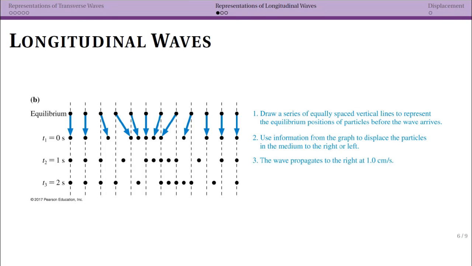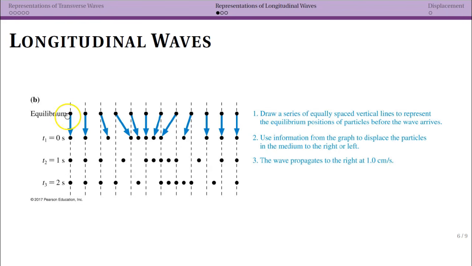Now let's think about how we're going to represent longitudinal waves. So let's first talk a little bit more about what a longitudinal wave is so we can think about how we want to represent it. We said that it's a case where the motion of the particles that make up the medium is in the same direction as the motion of the wave itself.